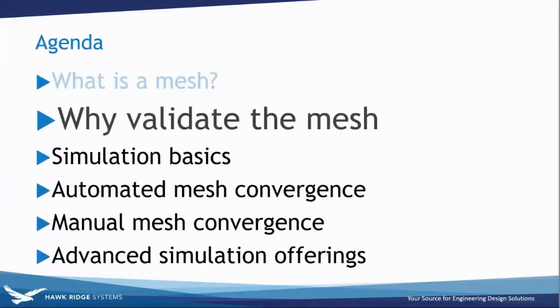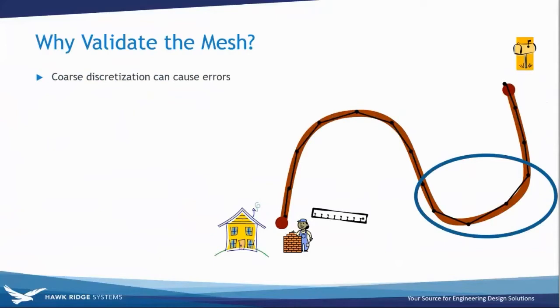So now that we kind of understand what a mesh is, let's look into why it's important to actually validate your mesh. Like we saw with our 2D path example, discretization can cause some errors when it's too coarse. This parallels nicely with the 3D finite element method. SolidWorks Simulation will give you an answer, but it's up to you to prove that it's independent of your mesh, or that your answer doesn't change if you change your mesh.